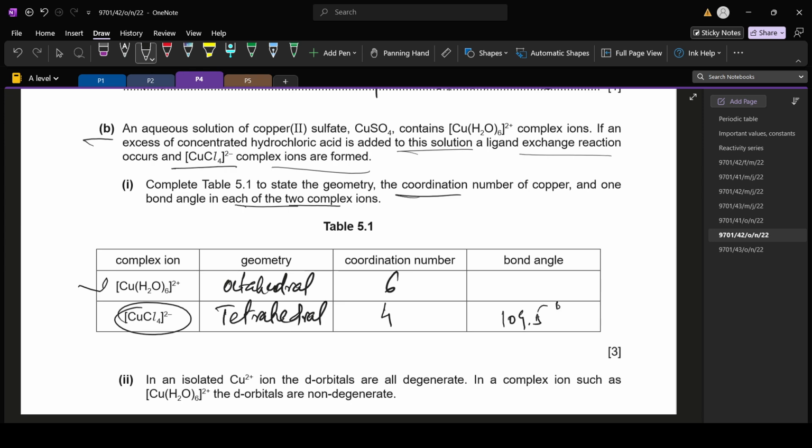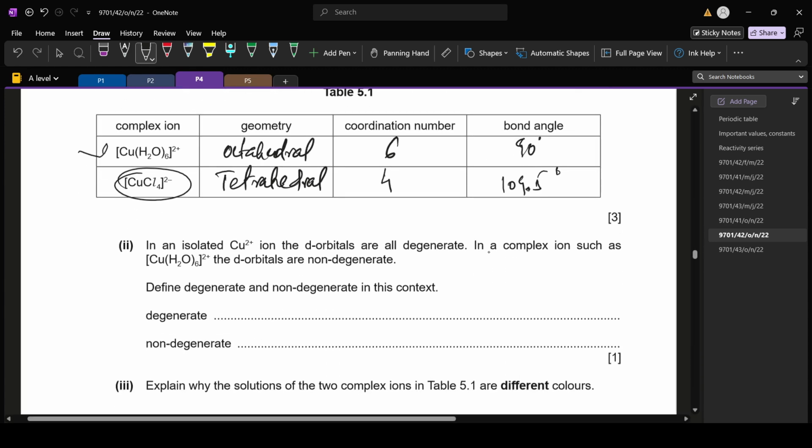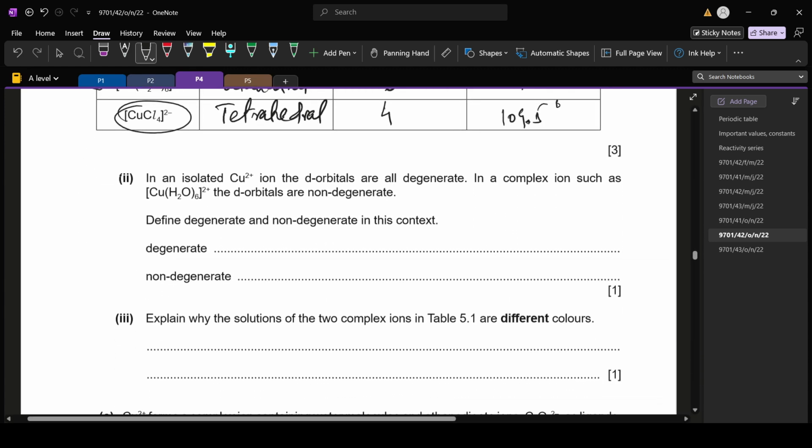And the bond angle: you know that the bond angle in tetrahedral is 109.5 degrees, and in octahedral the bond angle is 90 degrees. Or you can also write it as 180 degrees. Now moving towards the next part.